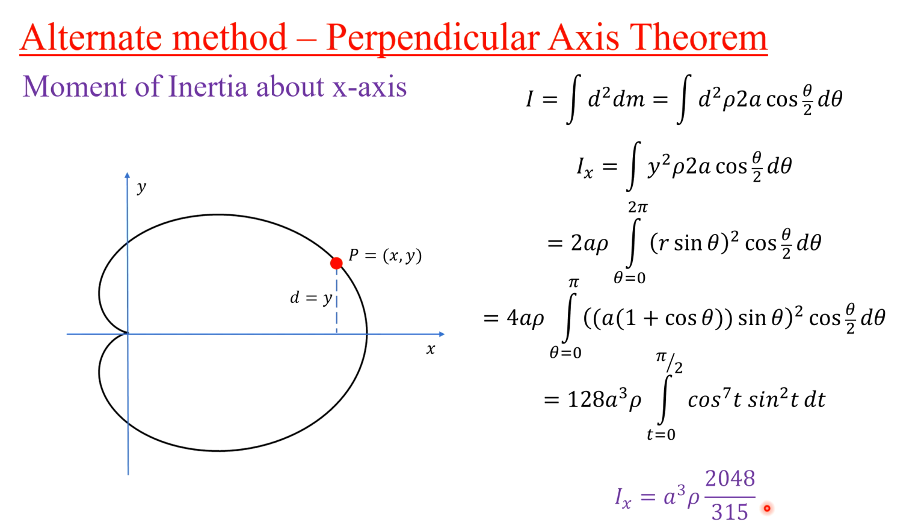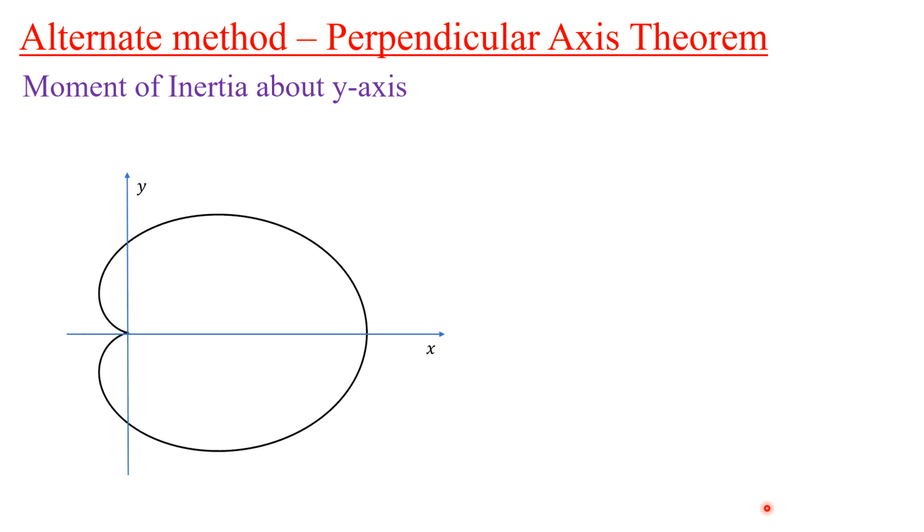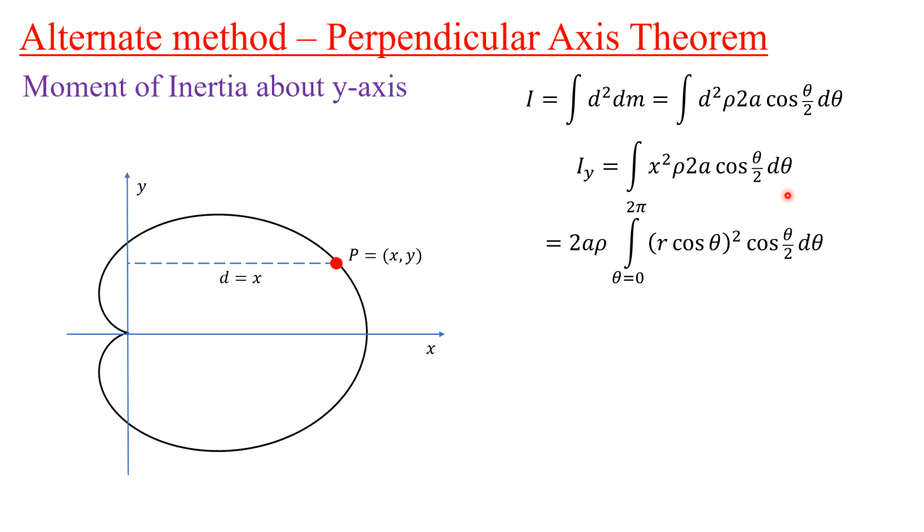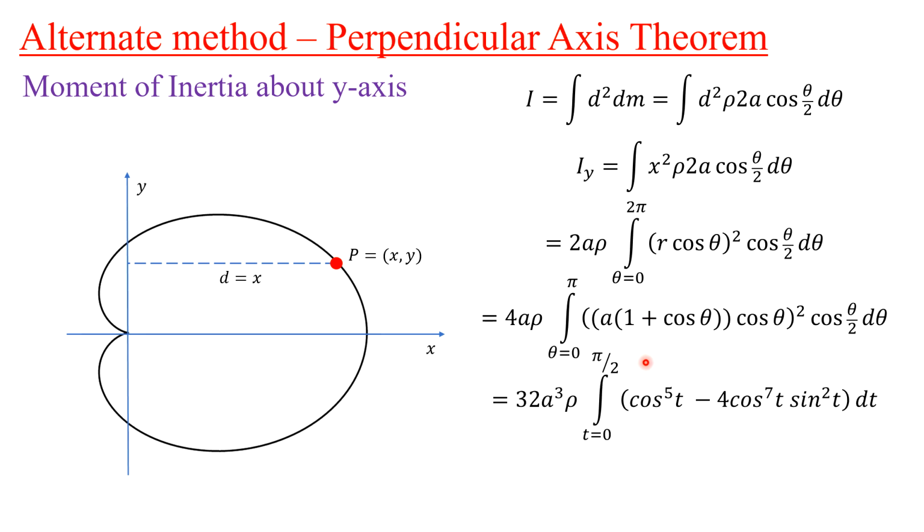Now similarly we will find the moment of inertia about the y-axis. Again take an arbitrary point P(x, y). Here the distance of this point from the y-axis is its x coordinate, so d is equal to x, and therefore Iy is equal to integration x squared rho 2a cos theta by 2 d theta, and x is equal to r cos theta, and theta varies from 0 to 2 pi. So again we have to split this: it is 2 times integration theta varies from 0 to pi of this term. After simplification we will get this.